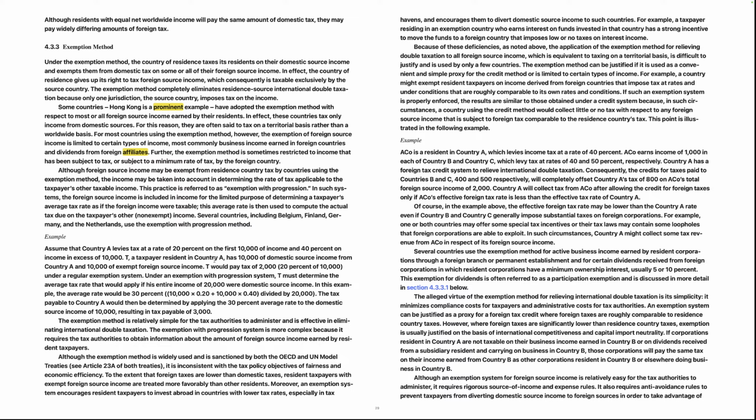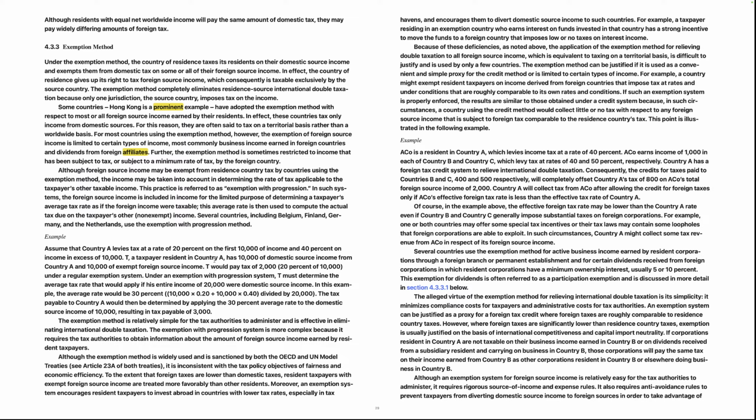Taxpayer T, resident in country A, has 10,000 of domestic source income from country A and 10,000 of exempt foreign source income. T would pay a tax of 2,000 under a regular exemption system, since the first 10,000 is taxed at 20%.